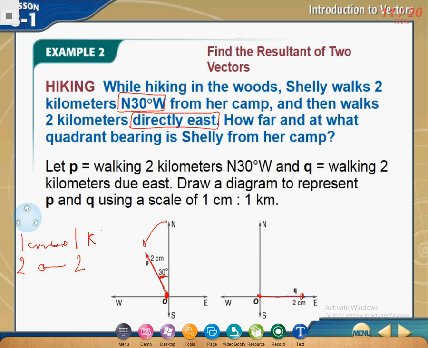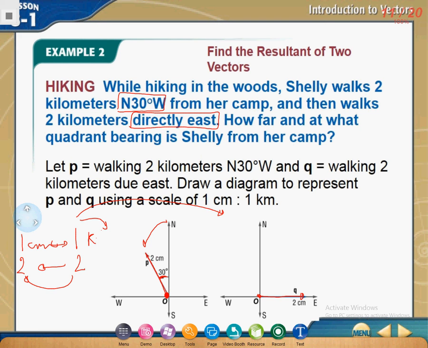Now, what's the length of this? Again, 2 kilometers, and we found 2 kilometers as 2 centimeters. If you use this scale here, on the other one you should use the same scale. Don't change the scale. Clear? Now what he asked us to find is how far and at what quadrant bearing Shelly is from her starting point. This means I want to find the resultant. And we will use the two ways, the triangle and the parallelogram.